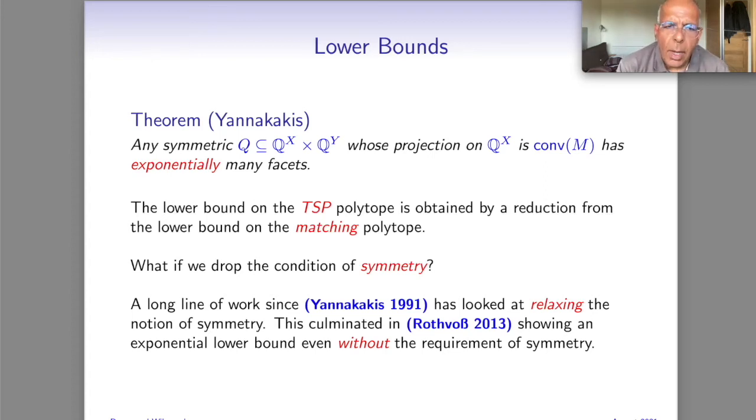So, we noted at the end of the last segment the Yannakakis theorem from 1991, which showed that any symmetric extended formulation of the matching polytope or the TSP polytope had exponentially many facets, has been greatly generalized to show that we can drop the symmetry condition and any extended formulation of the TSP or matching polytopes, in fact, has exponentially many facets. Now, this may seem a bit puzzling because we know linear programming is P-complete.